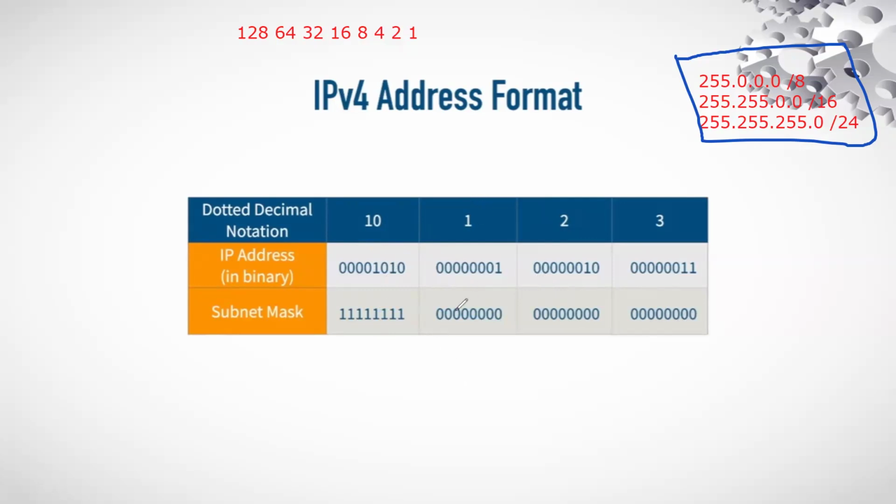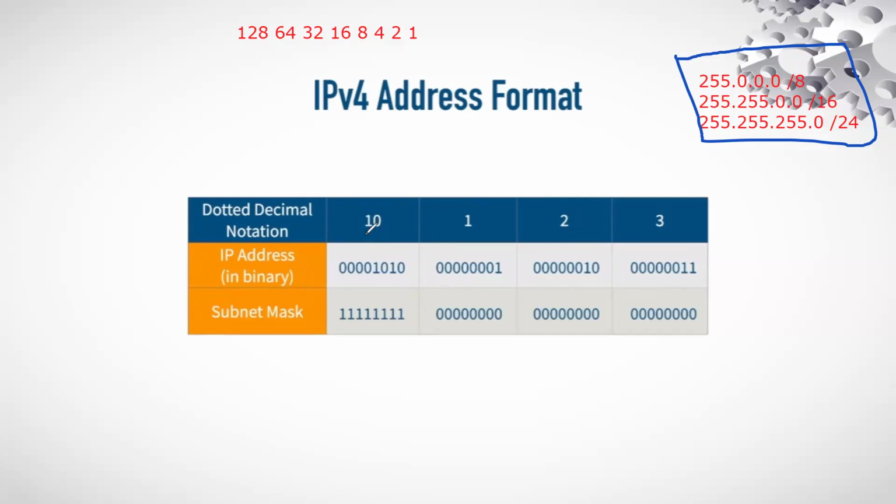Now, if it is /10, then up to here this value will become 1 1, and based on that your values will also change. We'll look into that in the coming slides and understand how it is done. But at least you figure out the way we calculate the network from your IP address with your binary conversion.